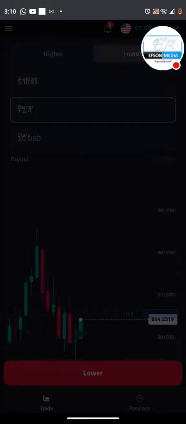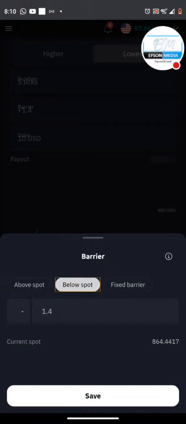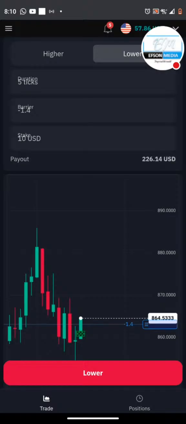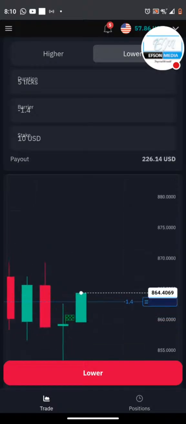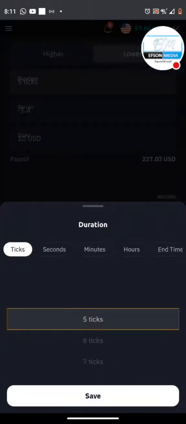So let me bring my barrier lower. Because it's going up, I can't push the barrier up. If it's going up, you send it to the opposite direction. It will not meet that barrier upon the fourth or upon the last ticks.